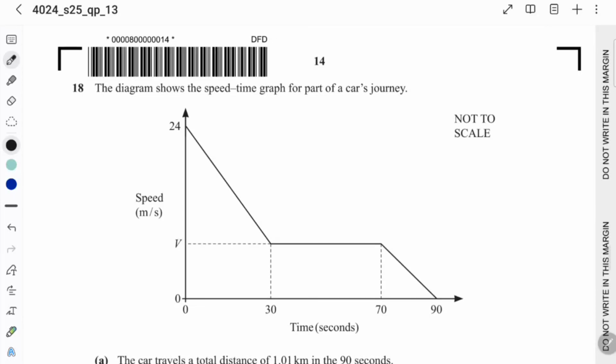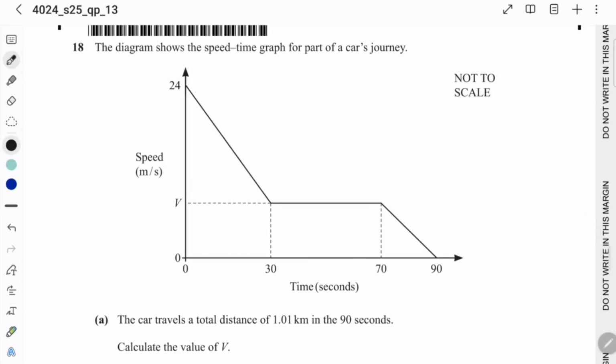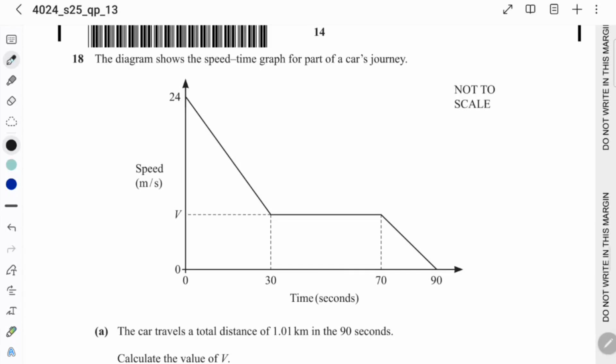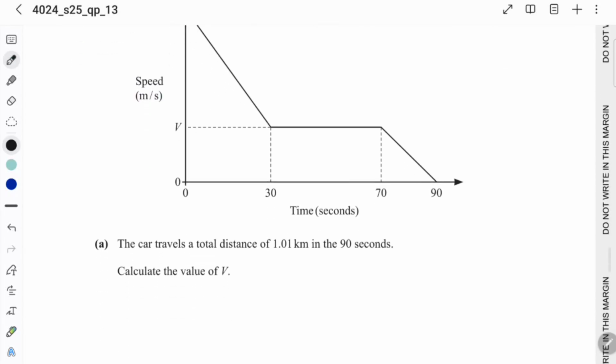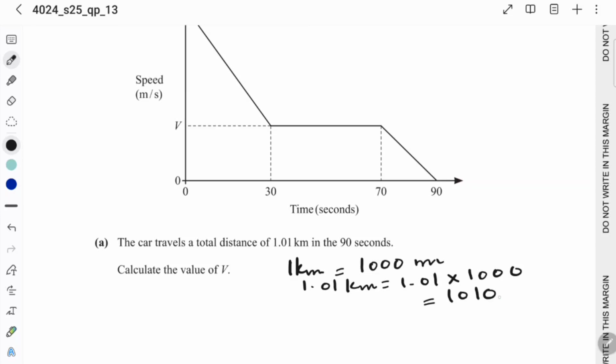Okay. Now come to question number 18. In question number 18, kinematics question, the diagram shows the speed time graph of a part of a car's journey. Okay. The car travels a total distance of 1.01 kilometers. But everything is in meter per second. So we'll have to change this kilometers into meters. All right. So you know that 1 kilometer is equals to 1000 meters. So 1.01 kilometers is equals to 1.01 times 1000. That will become 1010 meters.